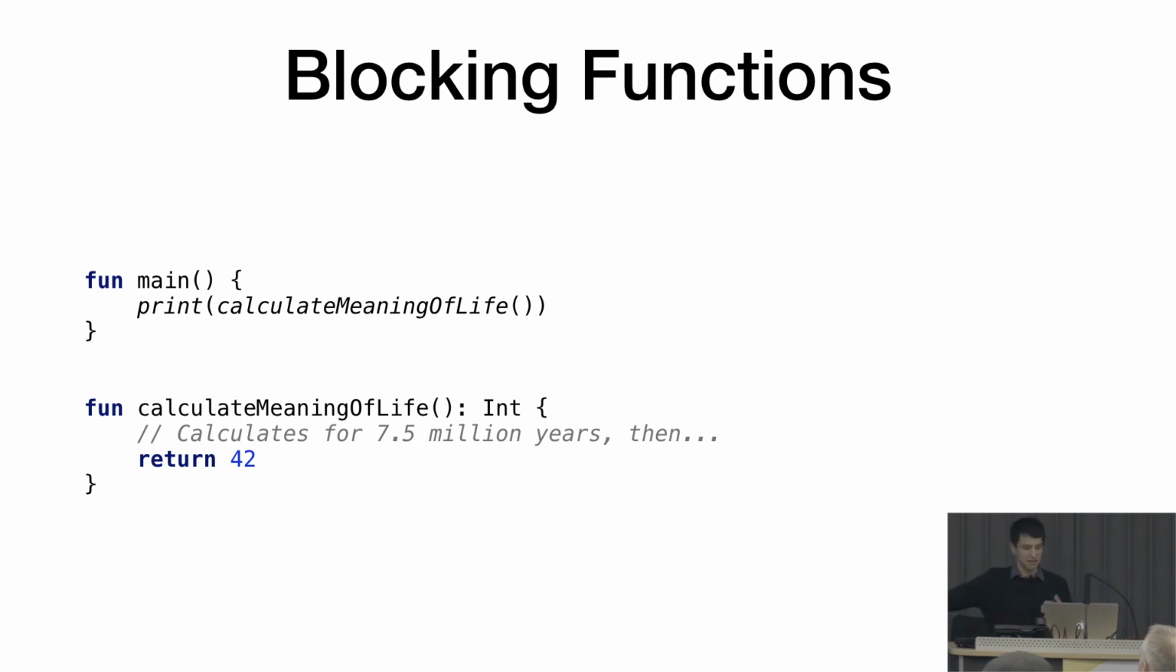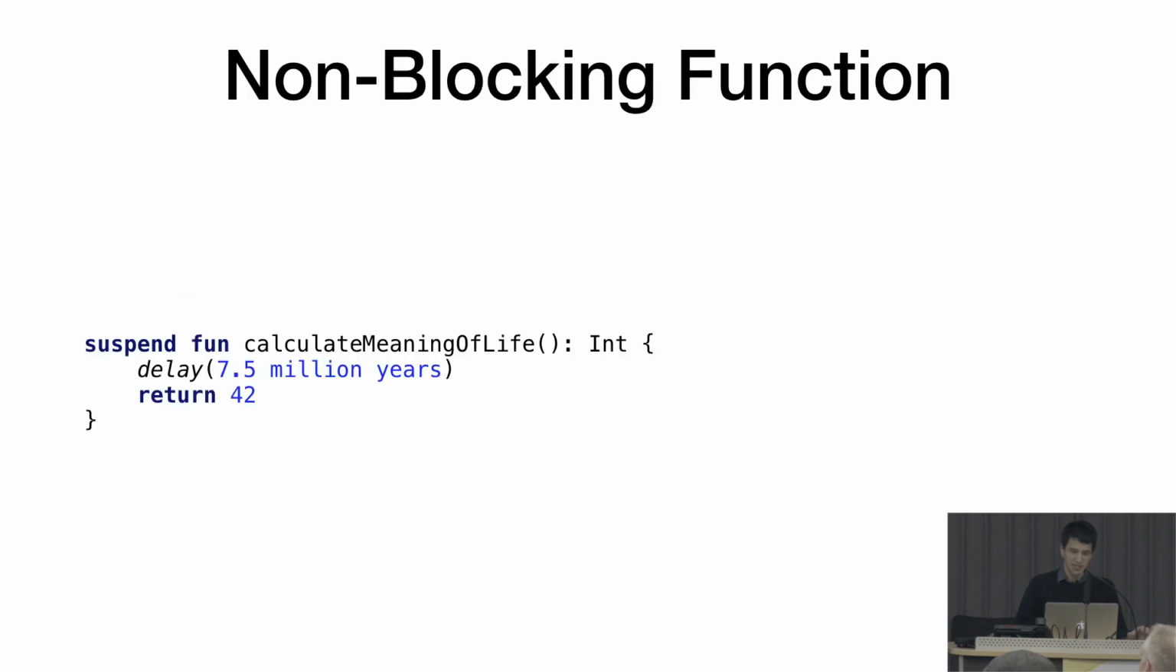You just fire off calculate meaning of life on another thread, and then some scheduler is going to figure out, like, I don't need to give it all the CPU time. I can split that time between it and other things. But let's contrast that with a non-blocking function. If you have a suspending function, that means it can operate to a certain point and then stop executing and give control to someone else. So now it's no longer saying, like, I'm going to monopolize the time given to me when I'm called.